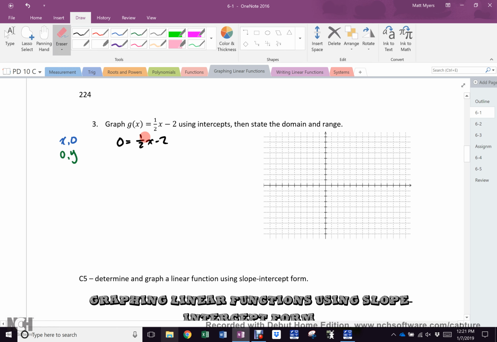Oh, I should have used blue. Sorry. Plus 2, plus 2. 2 equals 1/2 x. What does x equal? Half of 1 is 2. Times 2. Half. You multiply.